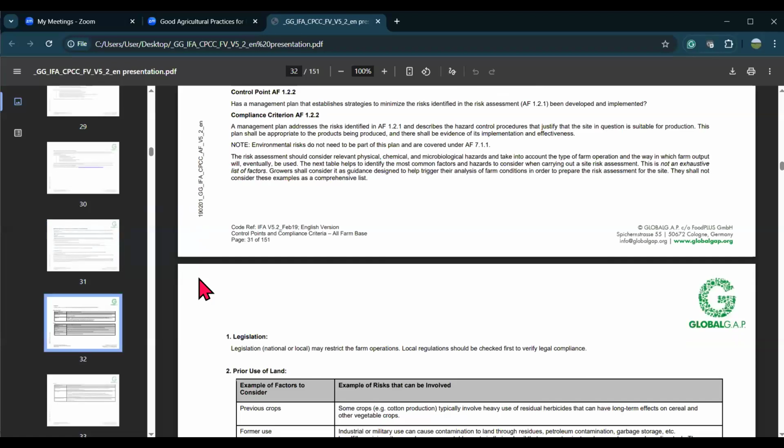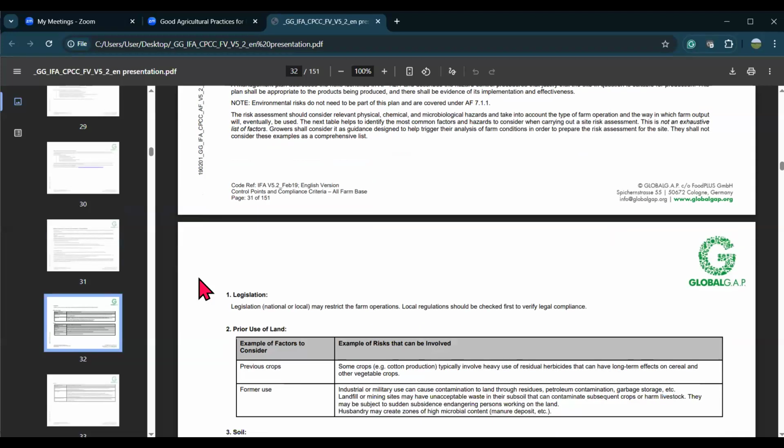use of the land itself, what it has been used for, and things like that, and then the other impacts of what this could do.